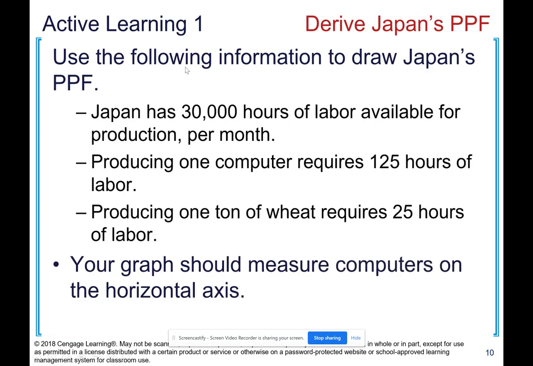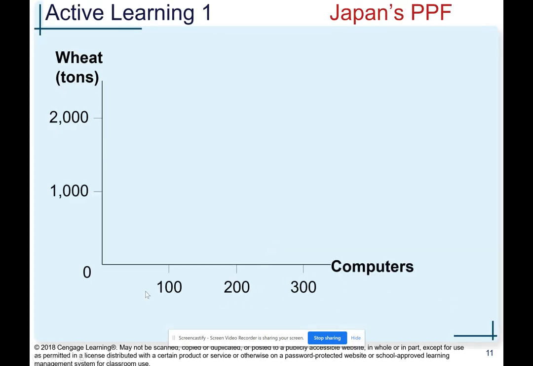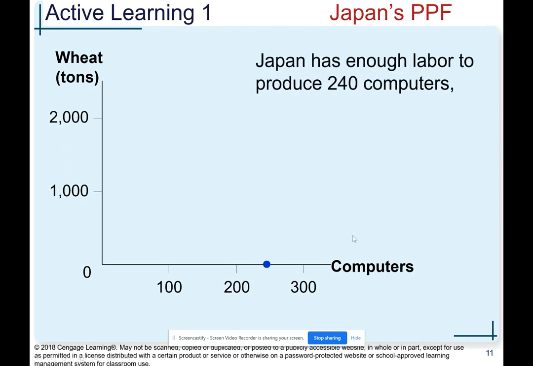Here's an active learning exercise. Use the following information to draw Japan's PPF. Japan has 30,000 hours of labor. Remember, the US has 50,000 hours of labor for production per month. Producing one computer requires 125 hours of labor. Producing 1 ton of wheat requires 25 hours of labor. Your graph should measure computers on the horizontal axis and wheat on the vertical axis. So let us plot its production possibilities from here.